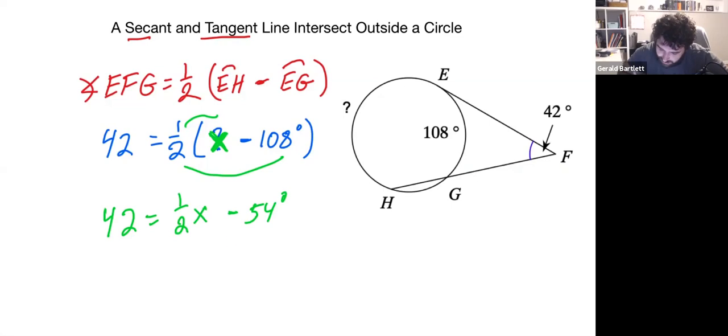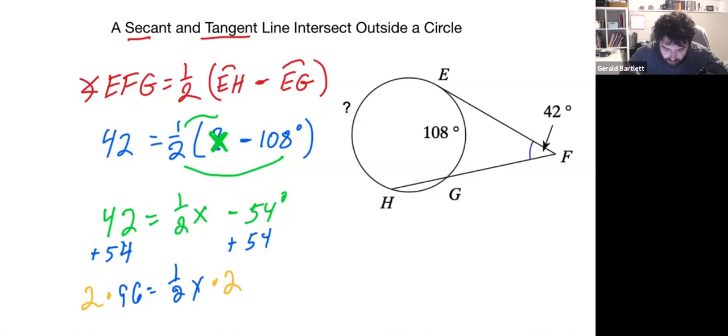Continuing solving this, I'm going to add 54 to both sides. And I do 42 plus 54. So that's 96 is half of X. Final step to solve, make sure you multiply both sides by 2. Get that X is 192 degrees.